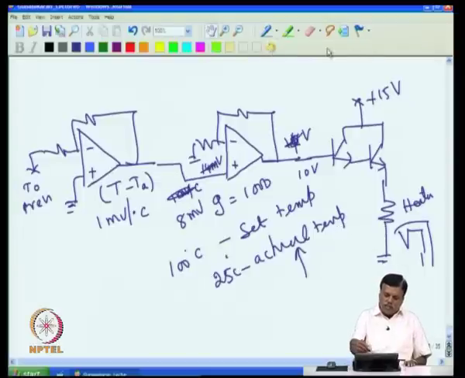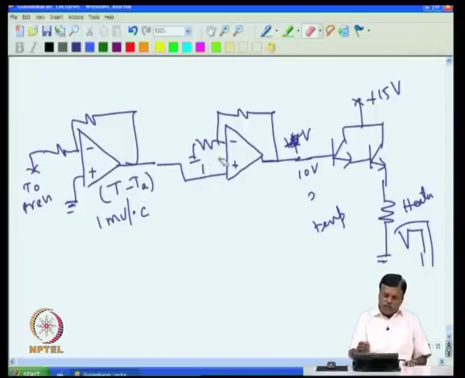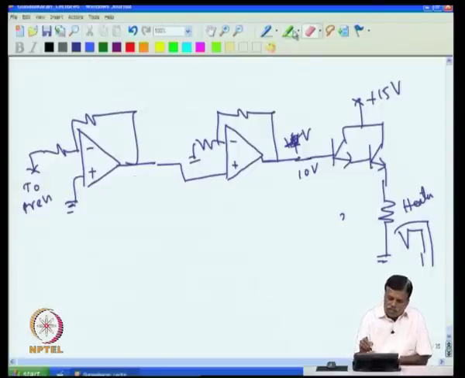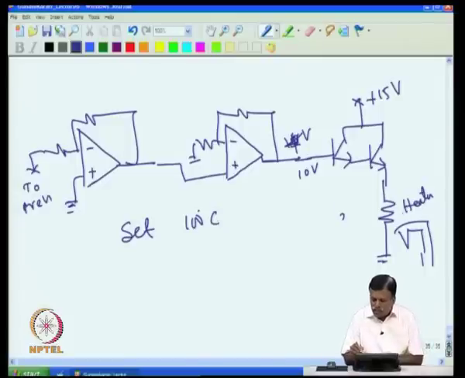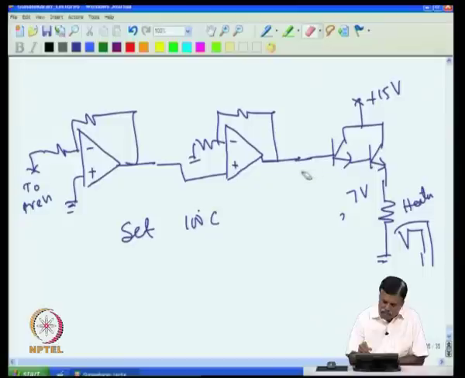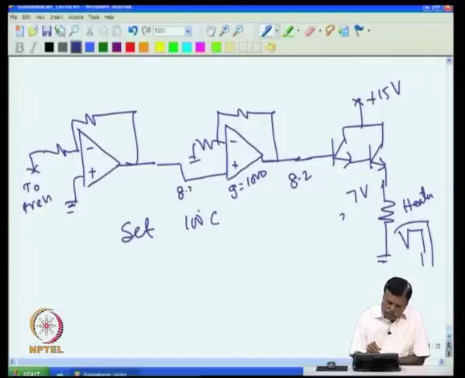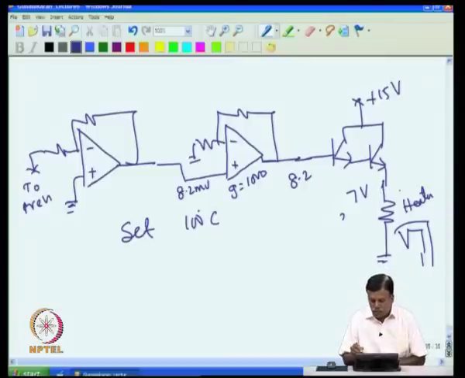That means if you see very closely, if I set 100 degree, the set temperature is 100 degree. Then to maintain the oven at 100 degree C, assume the heater needs say 7 volt. The 7 volt here calls for 8.2 volt here, because if you give 8.2 volt you will get only 7 volt. To get 8.2 volt, if the gain is 1000 here, then I need 8.2 millivolt here. That means 8.2 millivolt will become 8.2 volt and that will become 7 volt. Assume that 7 volt is what is required to keep the oven at 100 degree C.